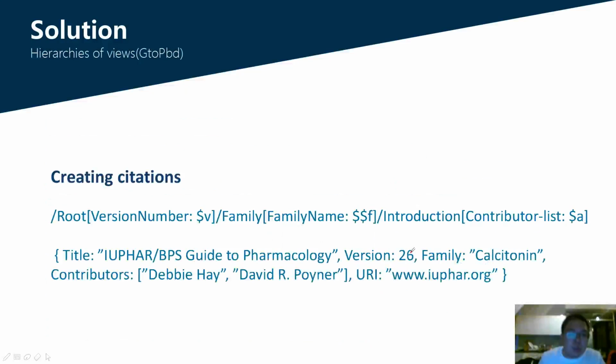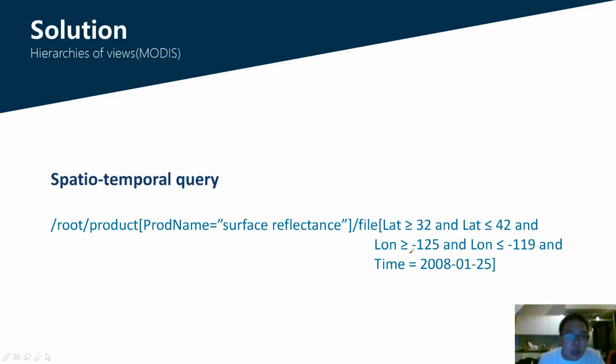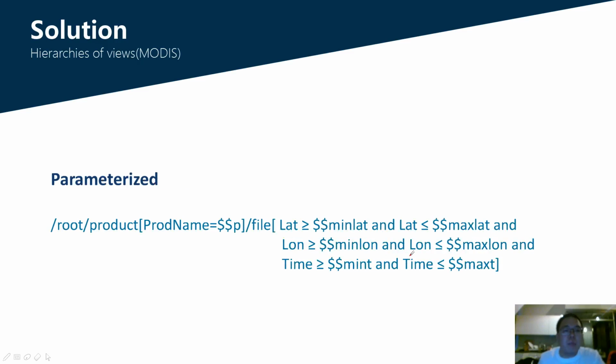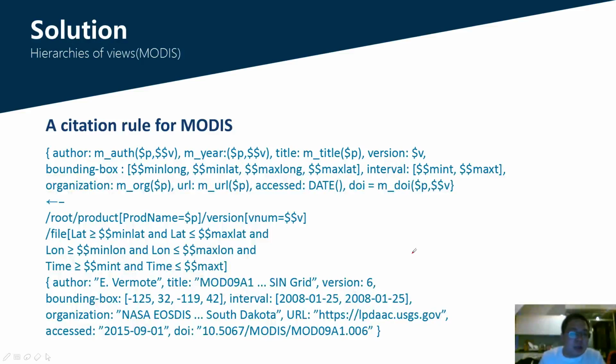And the next part is the models. The first is the spatio-temporal query. This reflects the retrieval capabilities of many model product distribution systems. The next part is the parameters. This describes the common bounding box retrieval patterns. And then there are citation rules for the models.